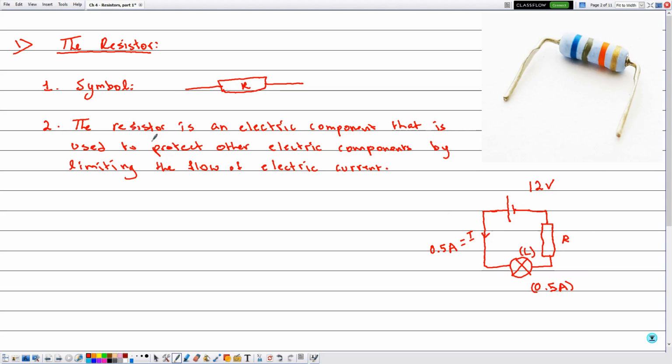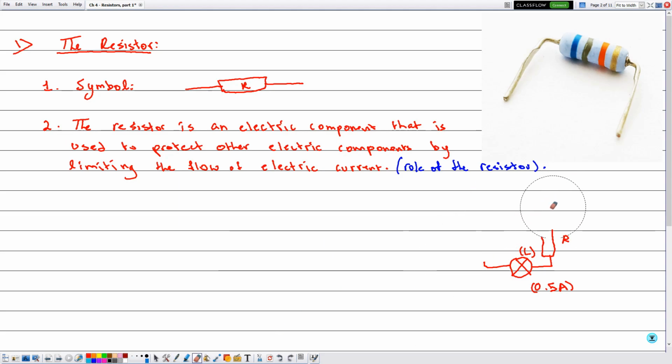So the role, I repeat, the role of the resistor is an electric component that is used to protect other electric components by limiting the flow of electric current. So here we can say that this is the role of the resistor.